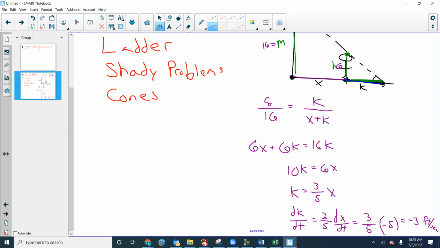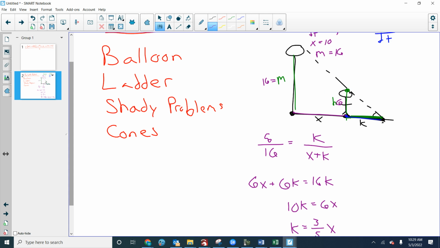You get -3? I could have done it wrong. Did anyone get -3? Does anyone strongly disagree with me? It's not -3. Is anyone strongly confused? Okay. All right. Did you get the 6/16 equals k over x plus k?